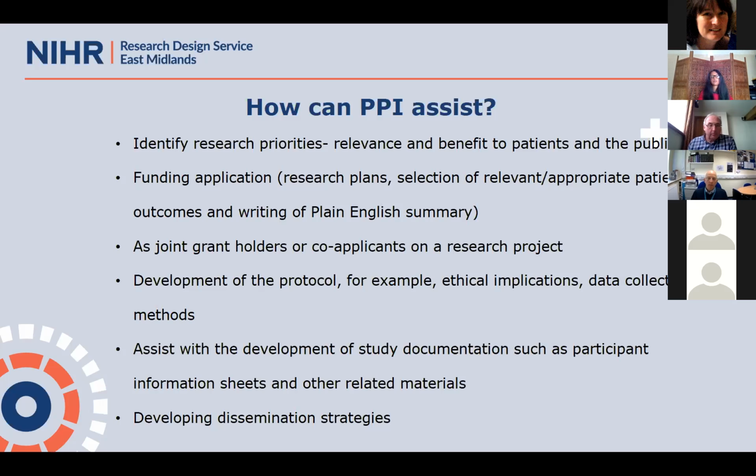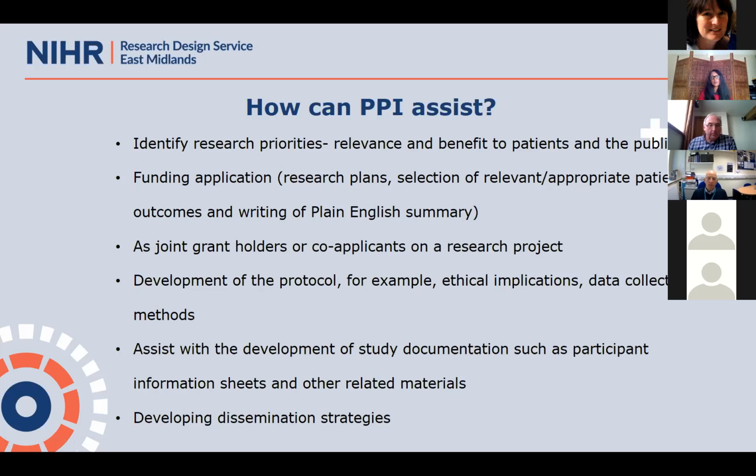In writing up your funding application, PPI can assist with the research plans, the selection of the appropriate or relevant patient outcomes, and the writing of the plain English summary. These are just a few of the examples. By no means is it a definitive list, because it will be appropriate to your research application. PPI can be involved as joint grant holders or co-applicants on a research project.